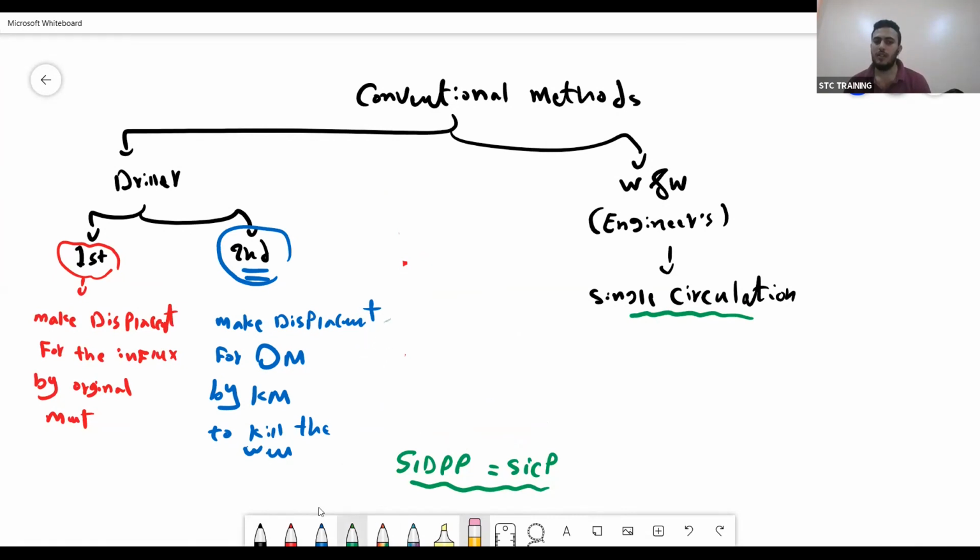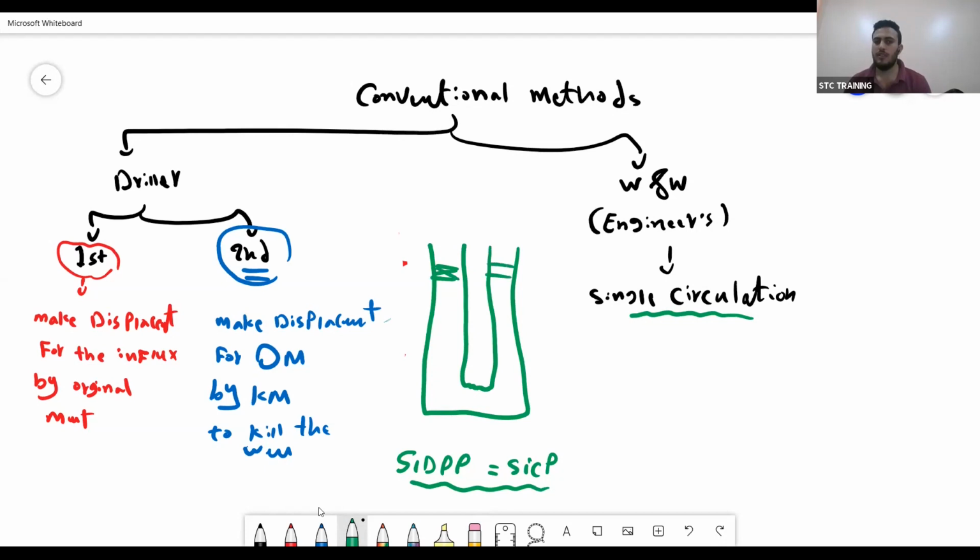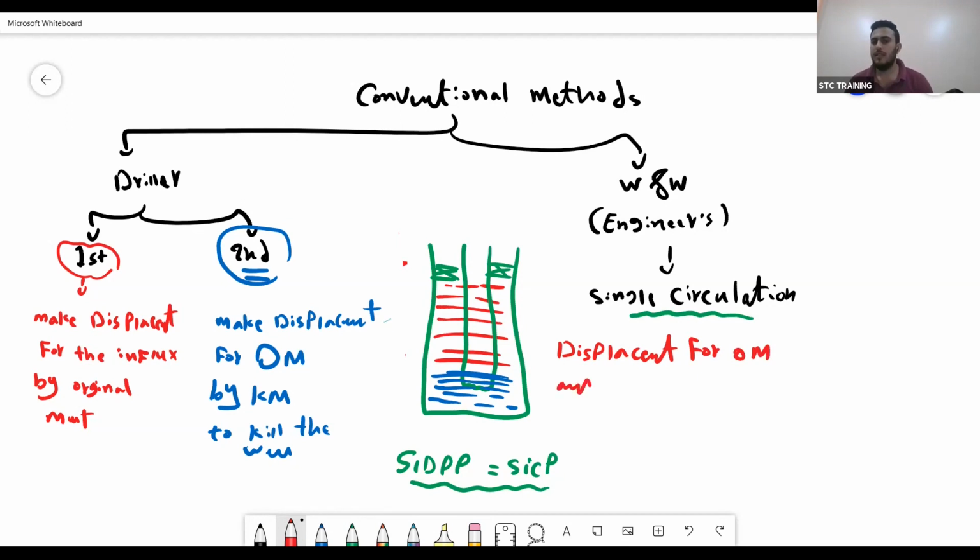Okay, so here if we have our well, drill string inside the well is closed like this. The well is full of original mud and we have influx inside the well like this. So we need to use the wait and weight method to kill the well. Here we'll make displacement for original mud and the influx by kill mud only in one single circulation.